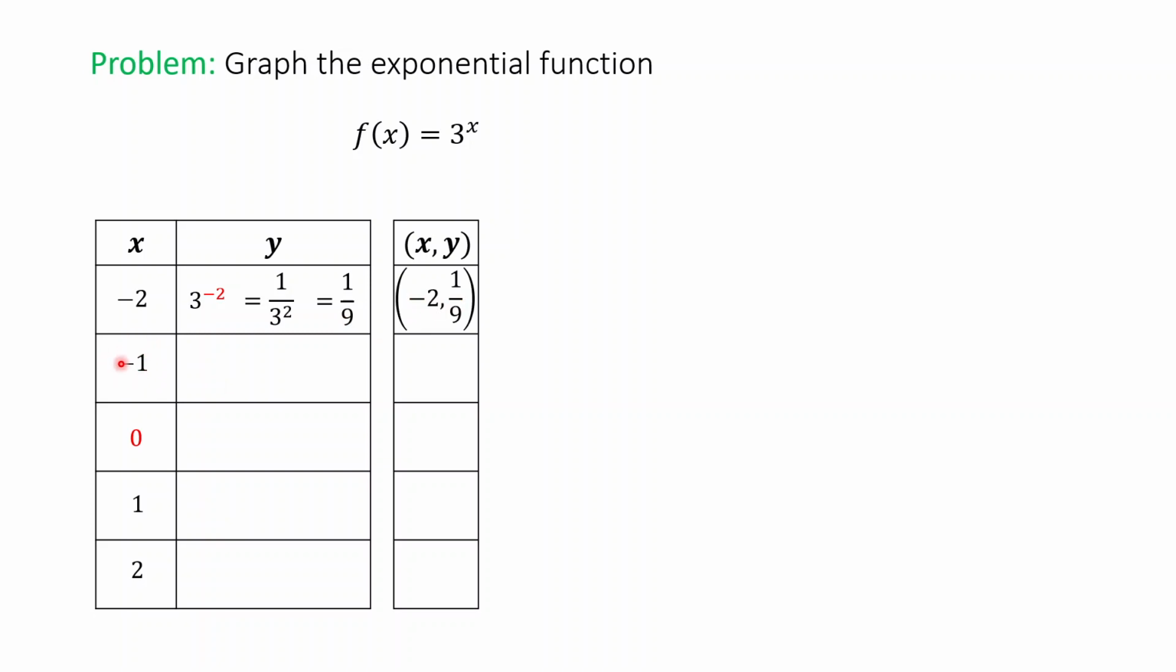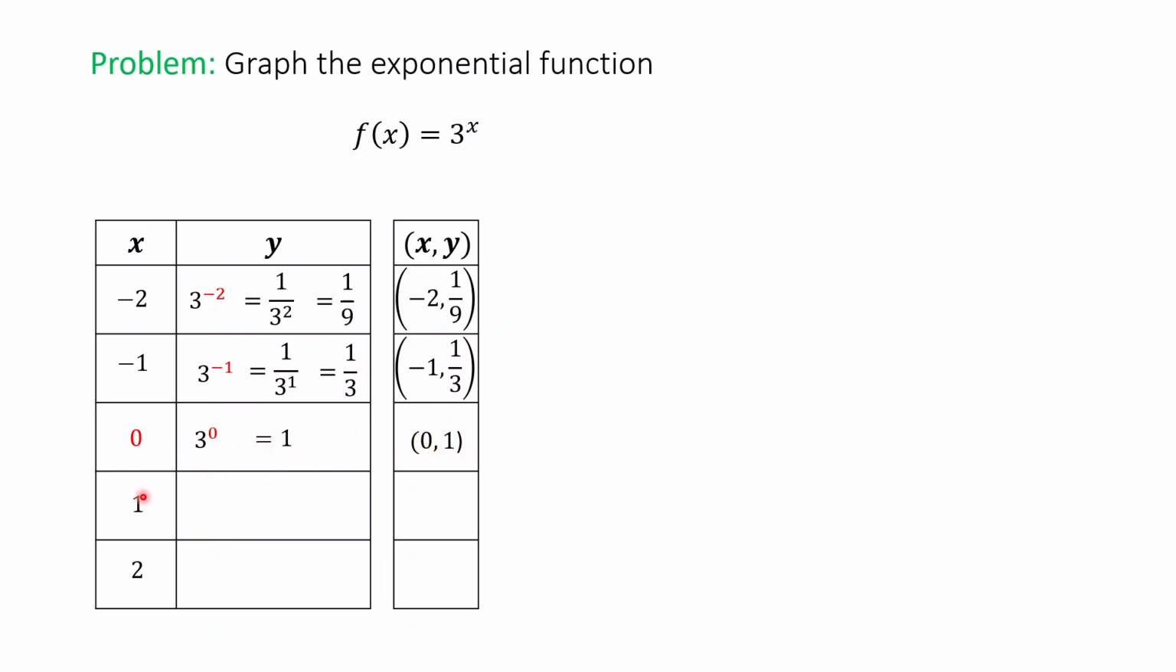Now substitute x is equal to -1. You get 3 to the -1. So that is equal to 1 over 3 to the positive 1, which is 1 over 3. So -1, 1 over 3. Now substitute x is equal to 0. You get 3 to the 0. That is equal to 1. So 0, 1.